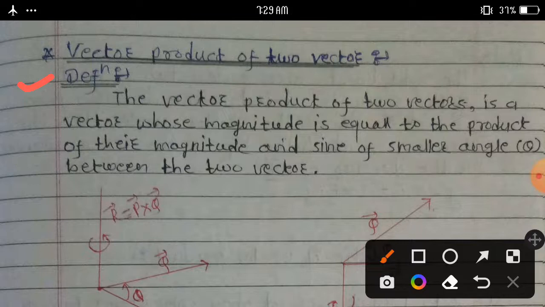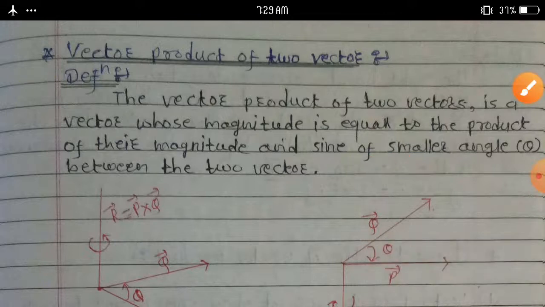Firstly, we discuss the definition of the vector product of two vectors. See here, the vector product of two vectors is a vector whose magnitude is equal to the product of their magnitudes and the sine of the smaller angle. Suppose this angle is theta between the two vectors.